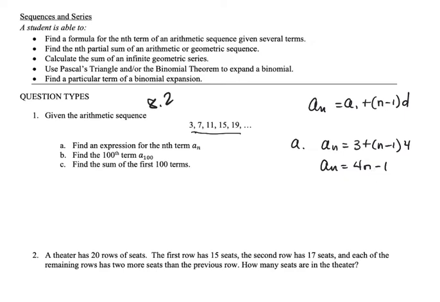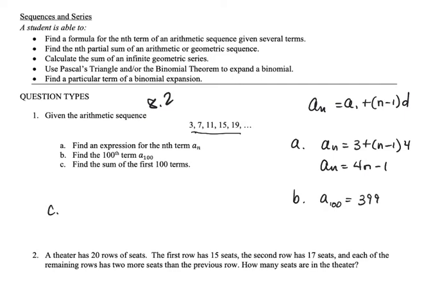Okay. Now part B, find the 100th term. Now that we have the nth term, that should be pretty easy. To find the 100th term, you just plug in 100 for n. So that's 400 minus 1. So a sub 100 is 399.